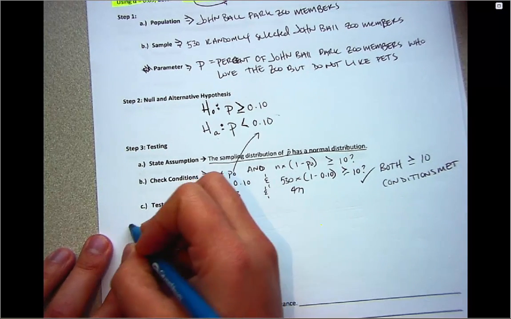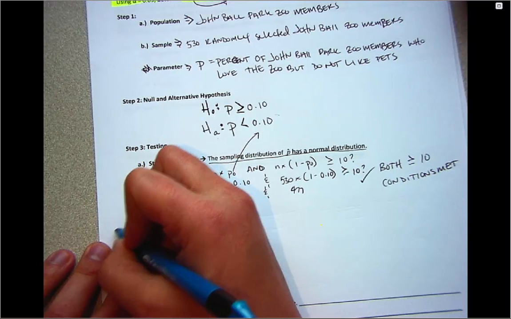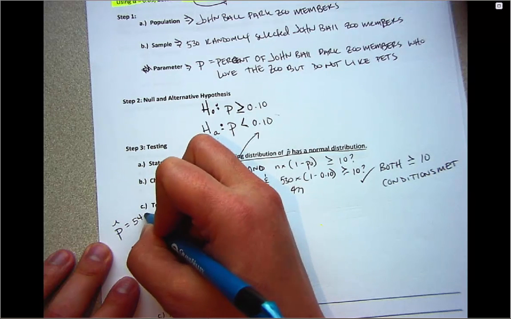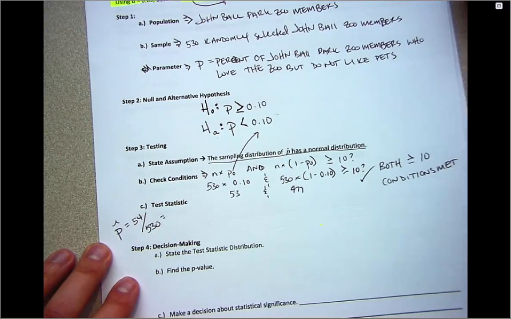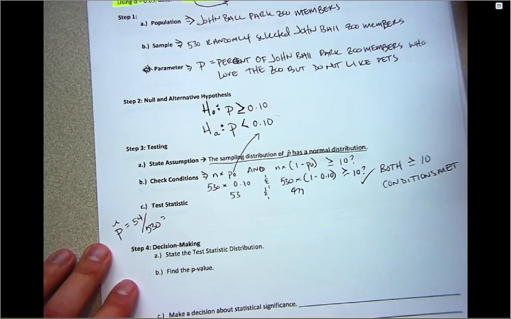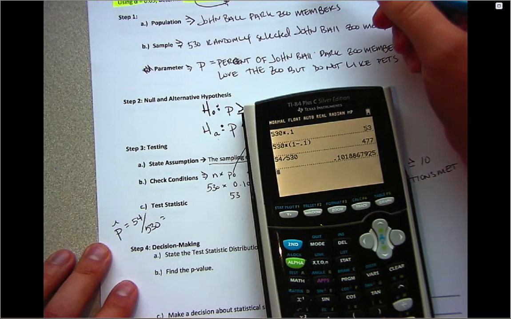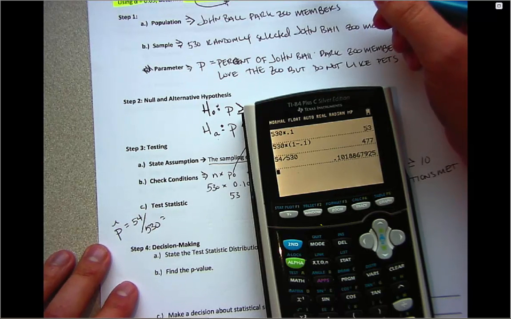Next, we're going to calculate the test statistic. In order to do that, we will need to calculate the value for p hat, which remember is x divided by n. So x is the number of successes, and from the paragraph that's 54, and n is 530 as we discovered in letter B. So our p hat value is 0.1019.